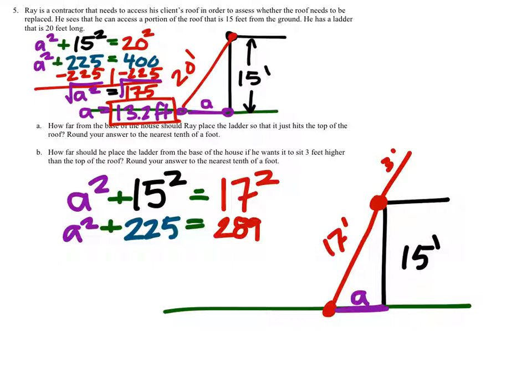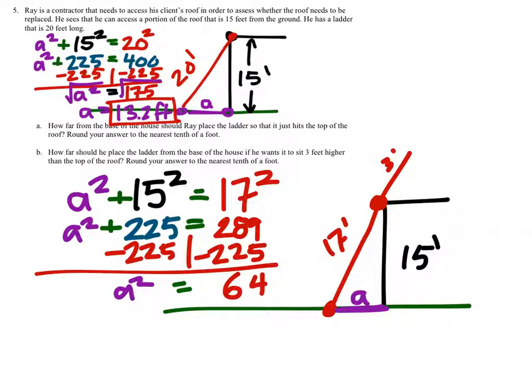So this is what we have now, and we're going to do the same thing. We're going to subtract 225 from both sides. So now we've got A squared equals 64. We'll square root both of these, and that gives us A is now 8 feet. 8 feet from the base of the ladder to the base of the house. That's pretty good.